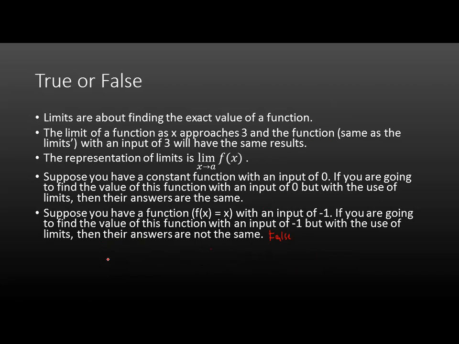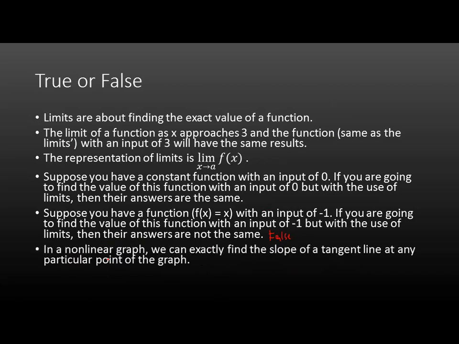And lastly, in a nonlinear graph, we can exactly find the slope of a tangent line at any particular point of the graph. Again, in a nonlinear graph, we can exactly find the slope of a tangent line at any particular point of the graph. The answer is no, it's false. You cannot exactly find the slope of a tangent line. No, not exactly. Because if it's exact, you know what will be the result?